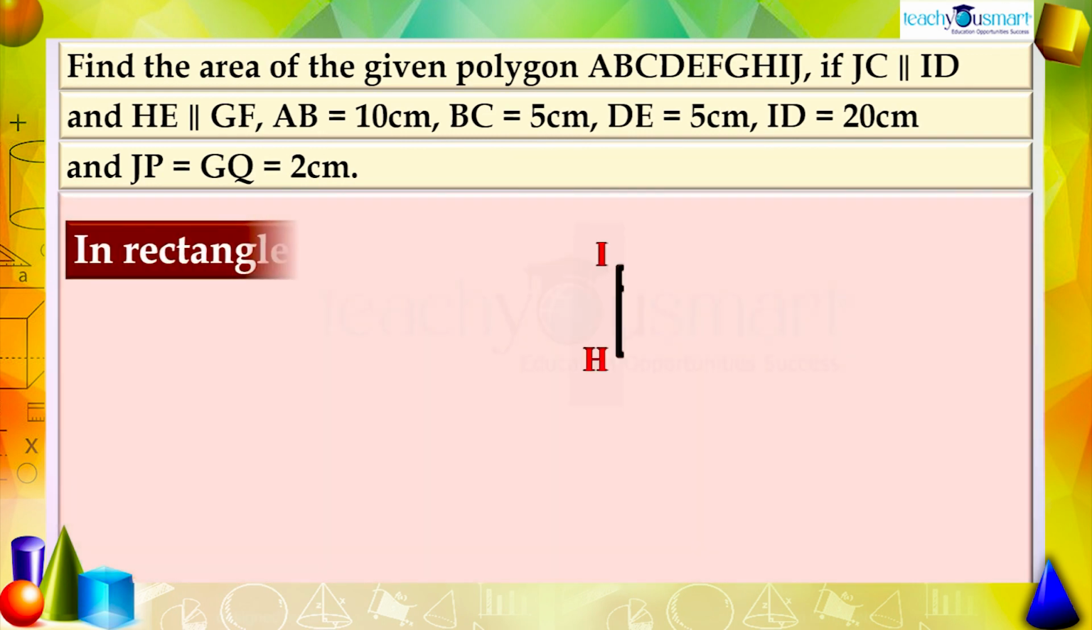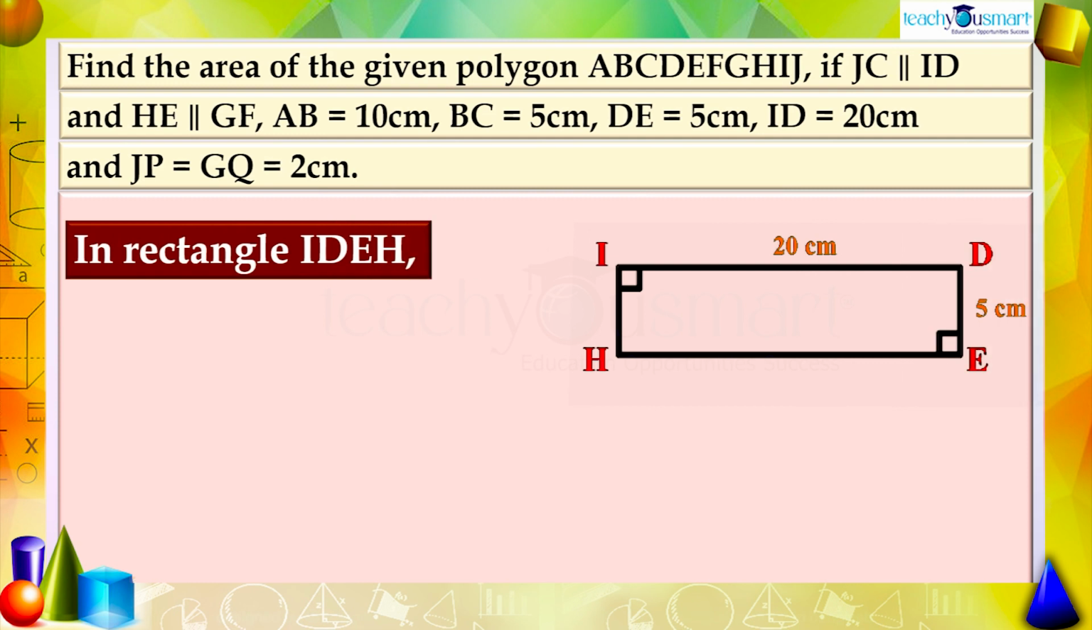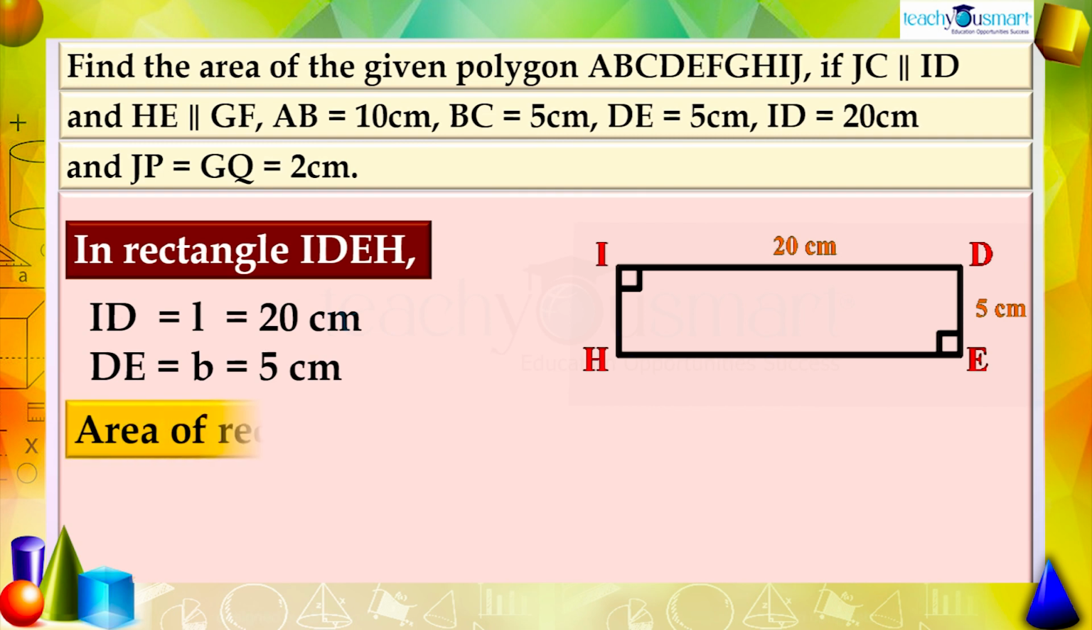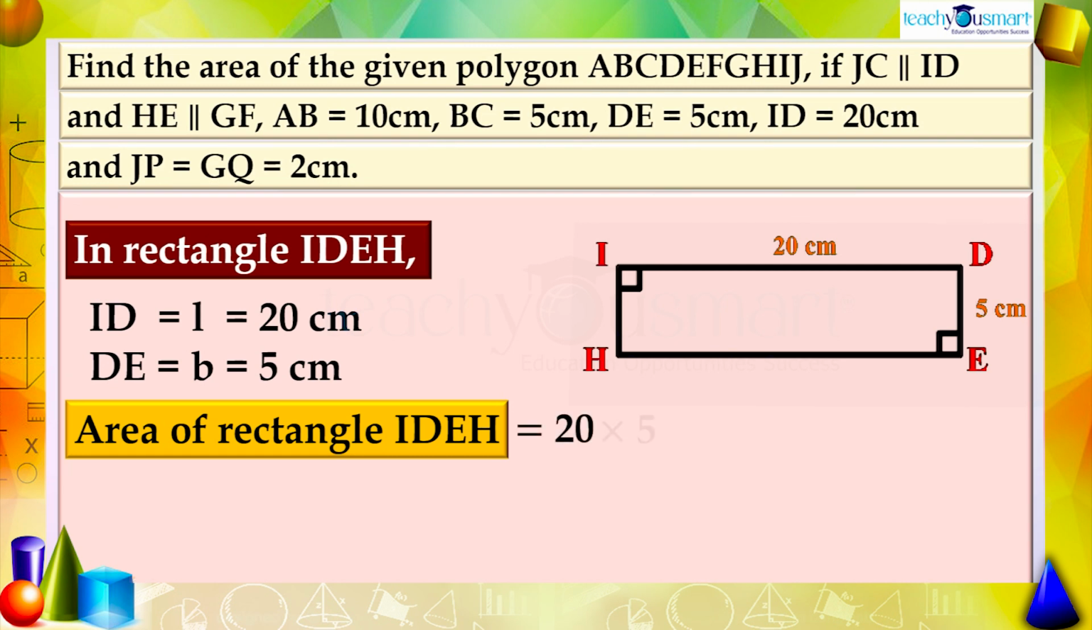In rectangle IDEH, ID equals L equals 20 centimeters, DE equals B equals 5 centimeters. Therefore, the area of the rectangle IDEH equals 20 multiplied by 5 equals 100 square centimeters.